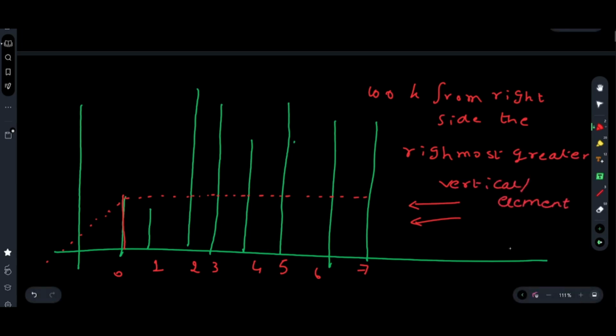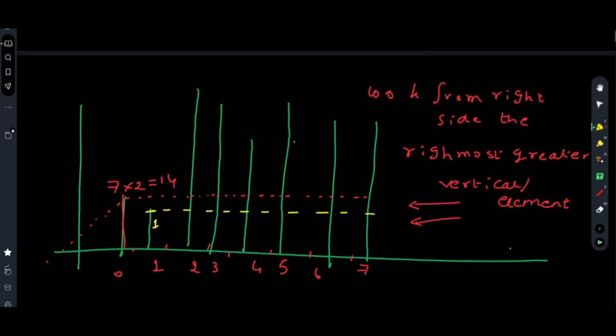Very well. So how much water will the 0 store? 1, 2, 3, 4, 5, 6, 7. 7 into 2, 14. And let us come to the second one. This is a height of 1. It can store water in its direction till 7. So how much water can it store? 1, 2, 3, 4, 5, 6. 6 into 1 equals 6. However, you have to look on this side as well. You see, it can store water till here. This is 1 into 1 equals 1. So the total amount of water is 6 plus 1, 7. So a total of 7 amount of water for this particular vertical.